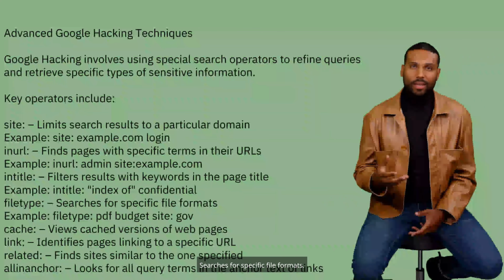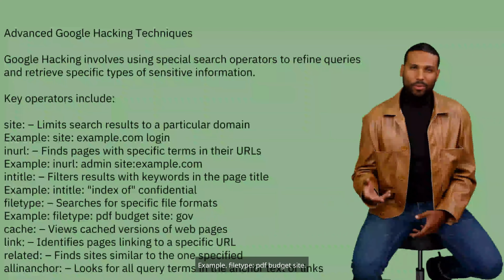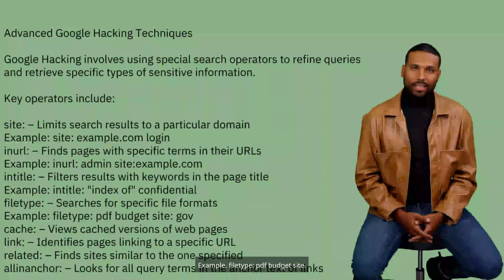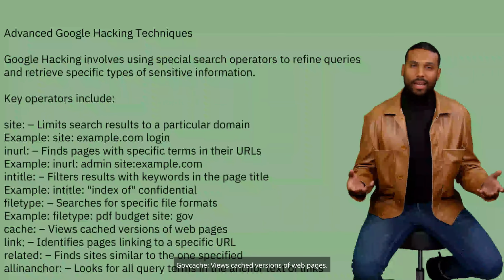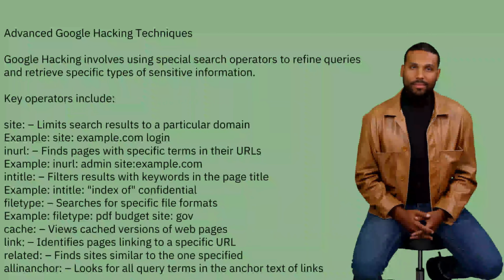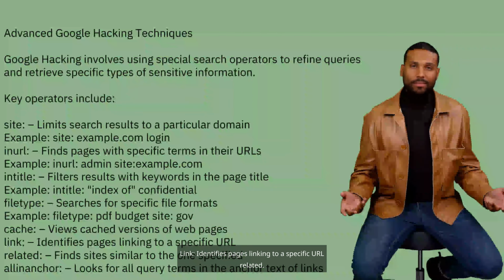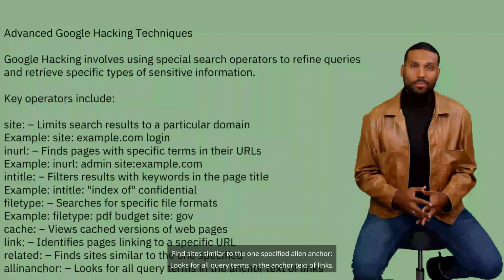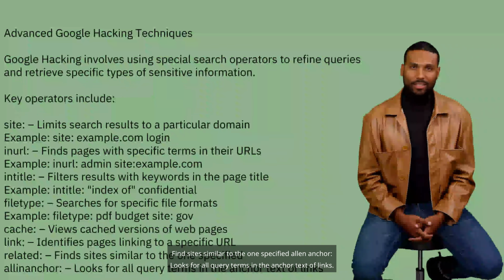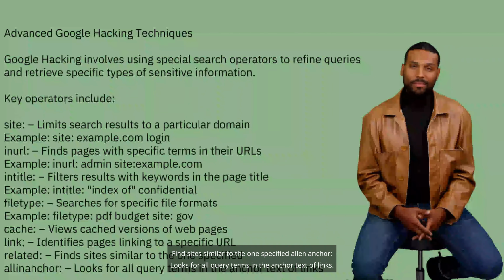filetype searches for specific file formats. Example: filetype:pdf budget site:example.com. cache views cached versions of web pages. link identifies pages linking to a specific URL. related finds sites similar to the one specified. allinanchor looks for all query terms in the anchor text of links.